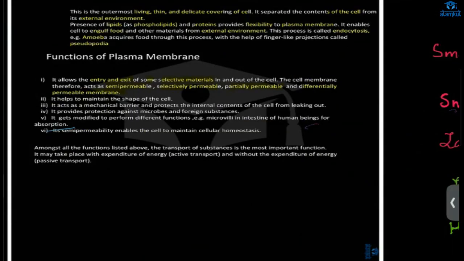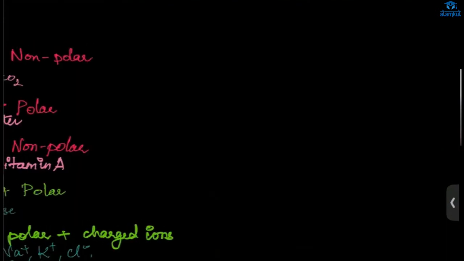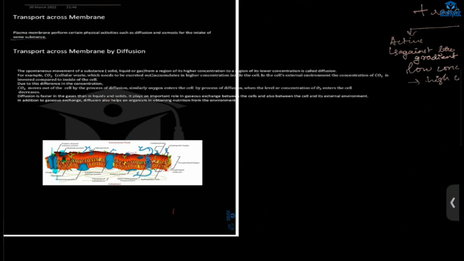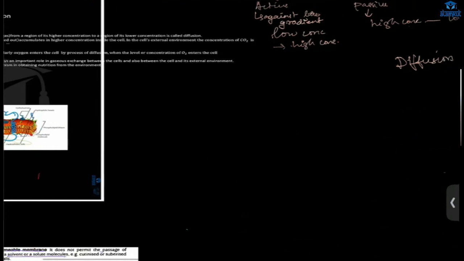Okay. We have learned about transport in the plasma membrane. The first one is diffusion. In diffusion, what will happen? The particles will move from a place of higher concentration to lower concentration until the concentration is equal, until equilibrium is maintained.